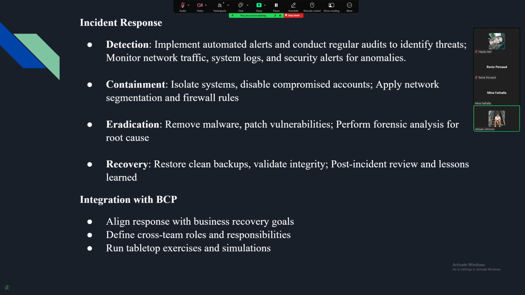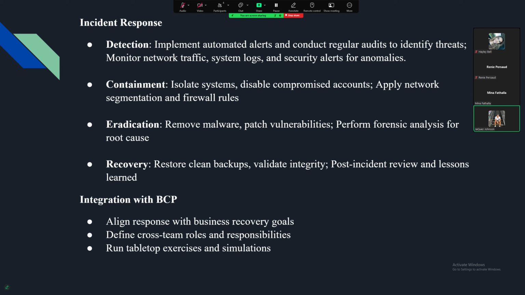Once we isolate affected systems, disable any compromised accounts, and apply network segmentation and firewall rules to prevent the threat from spreading, from there we will shift into eradication: removing malware, patching vulnerabilities, and running forensic analysis to pinpoint the root cause. After the threat is removed, it's time to recover.